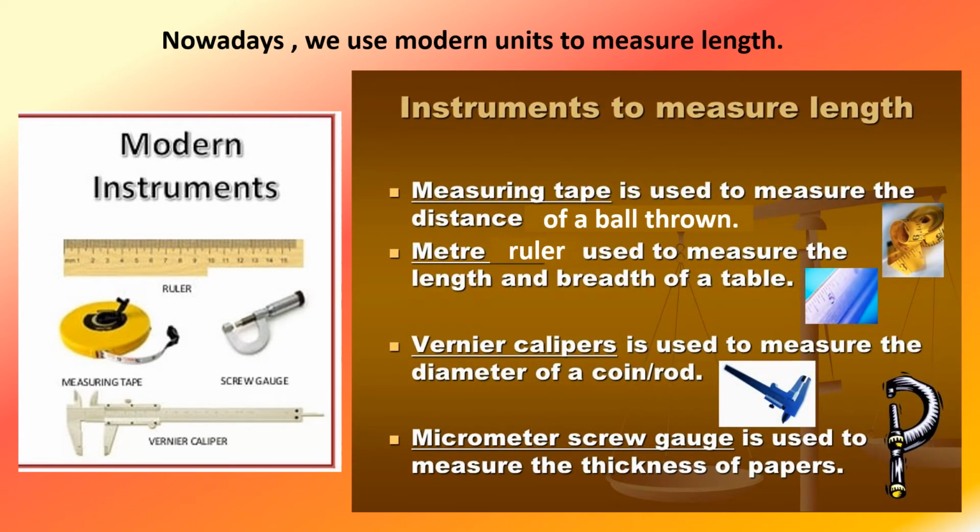A measuring tape, we all know, is used to measure the distance of a ball thrown or a material, whereas a meter ruler is used to measure the length and breadth of a table. Vernier calipers are used to measure the diameter of a coin or a rod, and a micrometer screw gauge is used to measure the thickness of paper. So different instruments are being used now to measure different objects, and which will give us a perfect measurement in length.